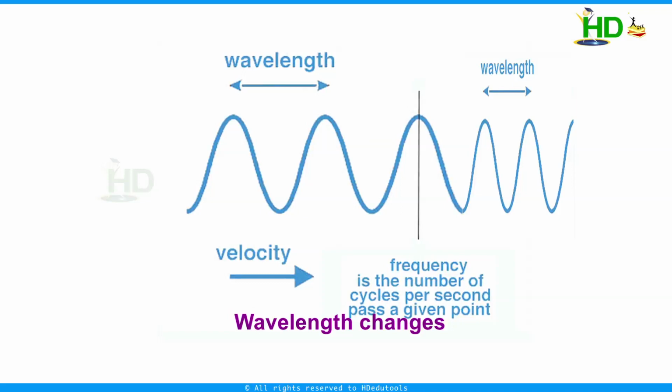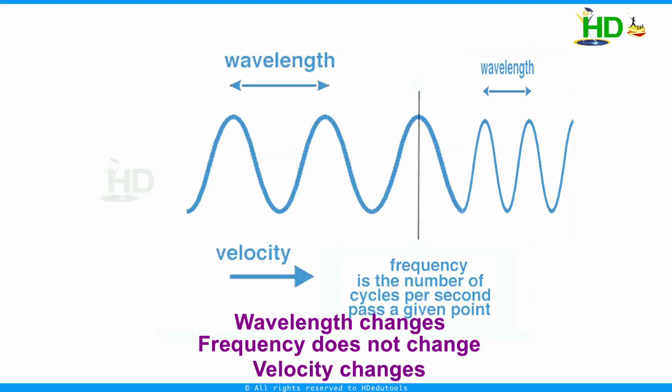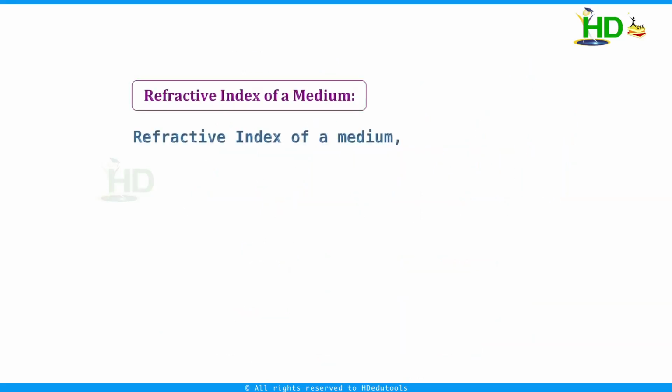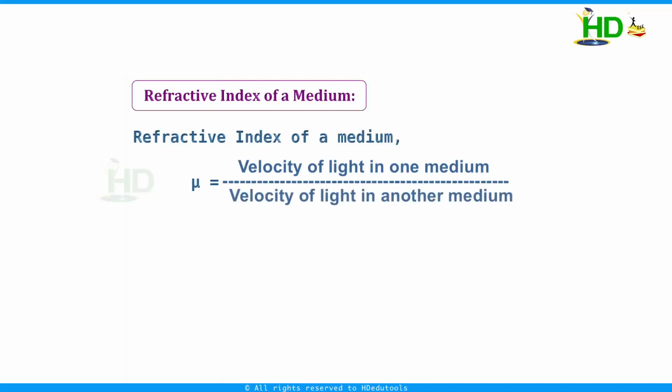due to a change in density, more specifically optical density, considered with reference to the motion of light of the medium, but the frequency of light does not change. This results in the change of velocity of light when it travels from one transparent medium to another. For a given pair of media, the ratio of velocity of light in the two media is constant, which is known as the refractive index of the medium with reference to another medium. That is, the refractive index of a medium is denoted by mu. This is equal to velocity of light in one medium by velocity of light in another medium.